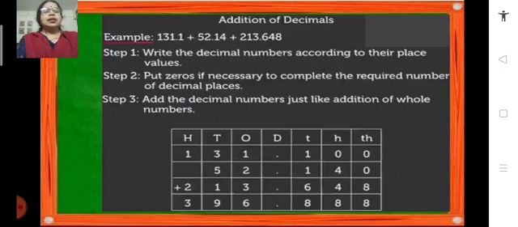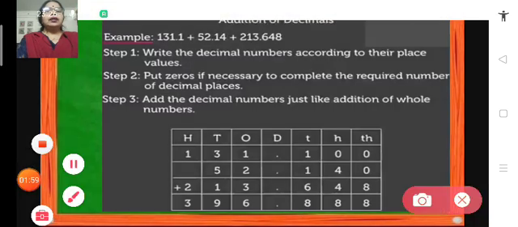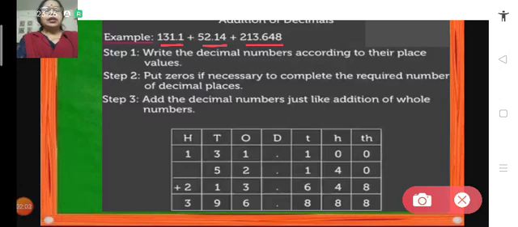Here we can see these three numbers are unlike decimals because they have an unequal number of decimal places, isn't it? Here only one decimal place, two decimal places here, and here we have three decimal places. So the maximum is 3 decimal places. In order to make them like decimals, we should add 0 to the other decimals. That we have done here.